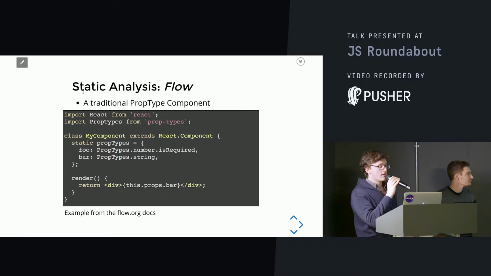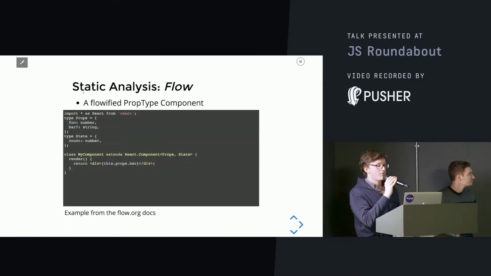So in React, if this is a traditional sort of component, we're using a class, we're extending React components, we're importing prop types from its own library, as that changed in React, and then we're saying the prop types: we've got foo, which is a number that's required, bar, which is a string that's not required, and then we've got a simple render method.